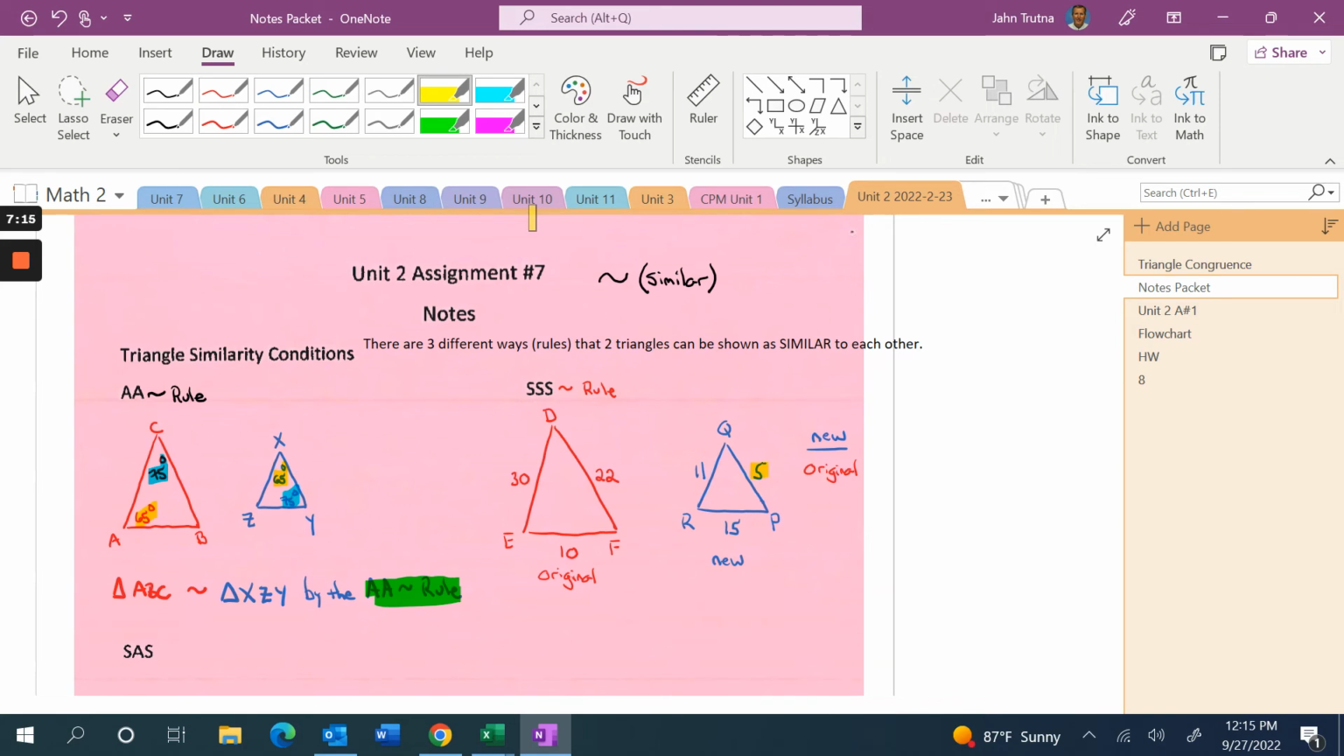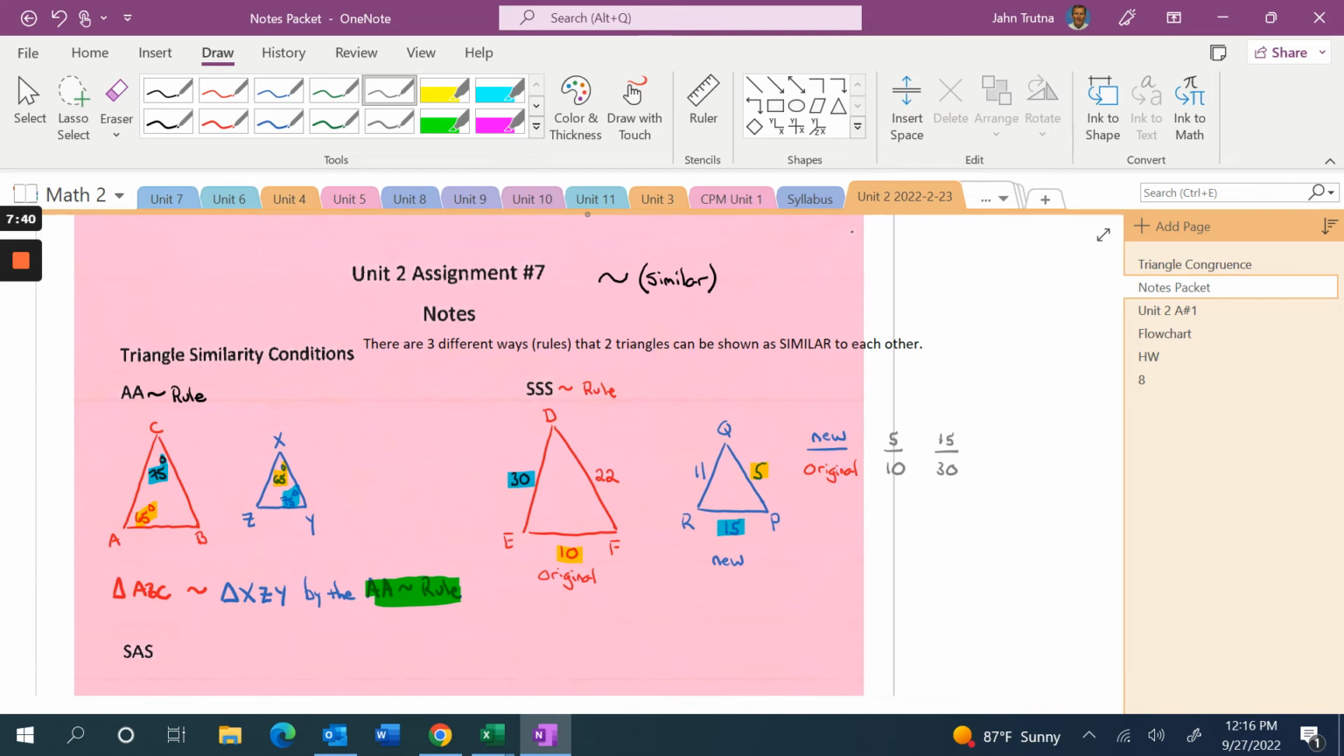5, because it's the shortest side of the blue triangle, is going to correspond with the shortest side of the red triangle, 10. So one ratio is 5 over 10. The longest side of the blue triangle, which is 15, is going to correspond with the longest side of the red triangle, which is 30. So another ratio is 15 over 30.